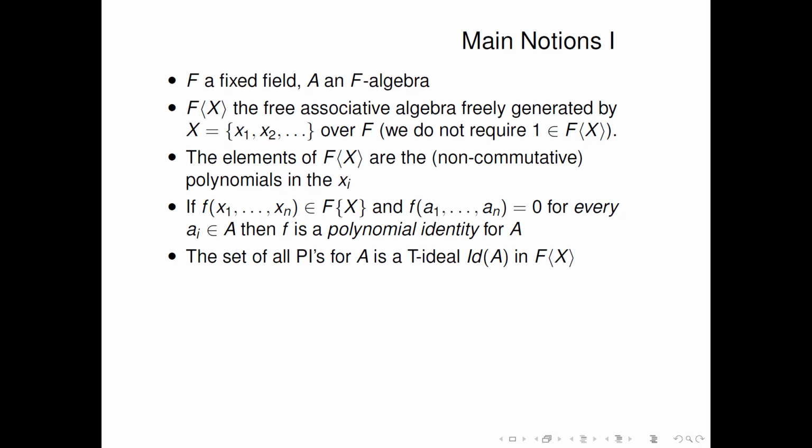And it's easy to see that the reverse is also true. That is, if you have an ideal in the free associative algebra which is closed under endomorphisms, then it will be exactly the ideal of identities of a given algebra. Simply you take the quotient of the free associative algebra by this ideal. This is one of the possible constructions.